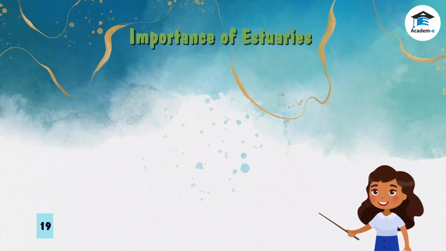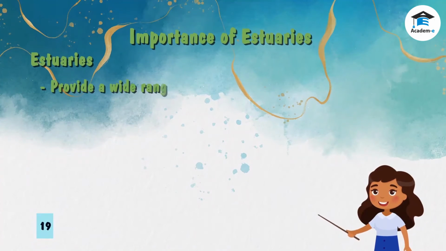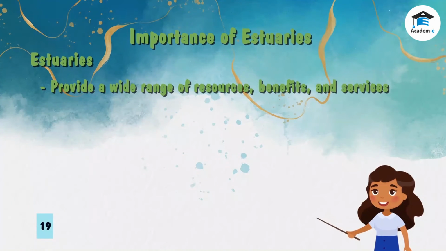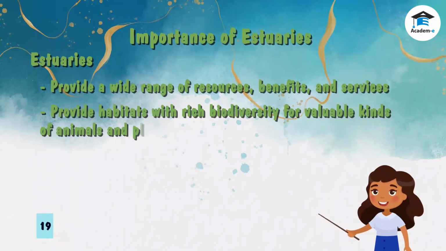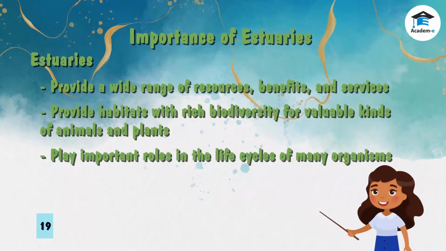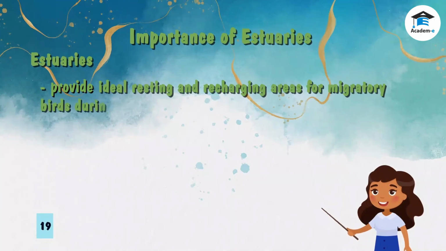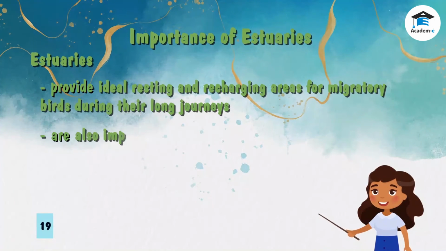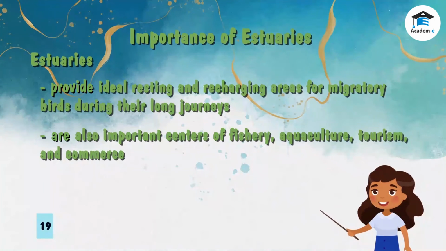Importance of estuaries. Estuaries provide us with a wide range of resources, benefits, and services. They also provide habitats with rich biodiversity for valuable kinds of animals and plants, such as fishes, shellfishes, lobsters, mangroves, algae, and phytoplanktons. They also play important roles in the life cycles of many organisms. Estuaries also provide ideal resting and recharging areas for migratory birds during their long journeys because the areas are biologically productive. Many estuaries are also important centers of fishery, aquaculture, tourism, and commerce.